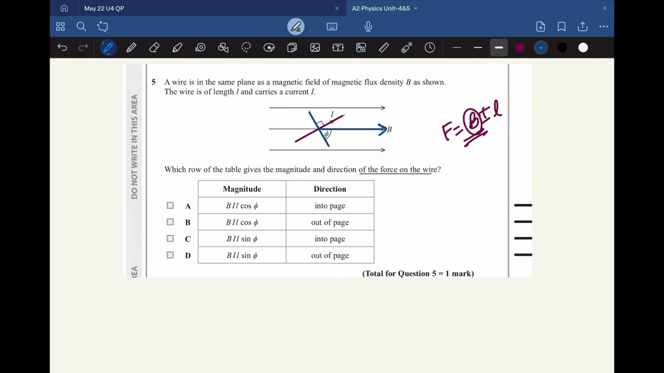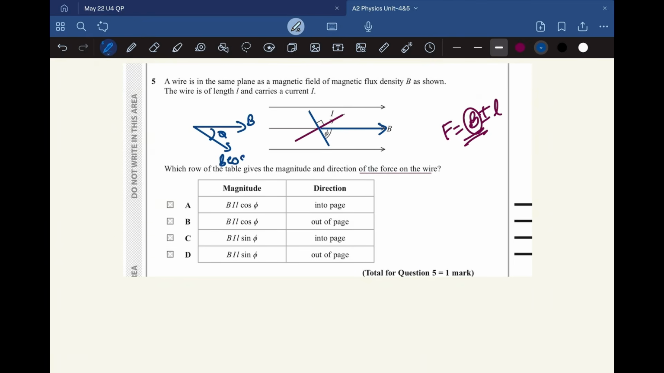if the magnetic field is like this, and this is the theta, if this is B, then as it is with the angle, we can say it is B cos theta, right? This is going to be my B cos theta. So my formula will be BIL cos theta, right? So my correct answer will be either A or B. We can remove the options C and D.